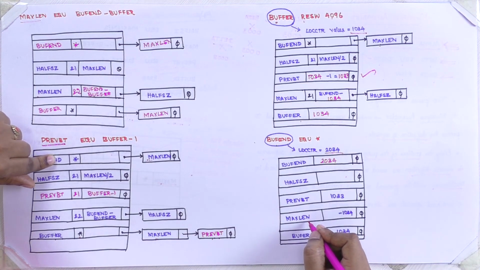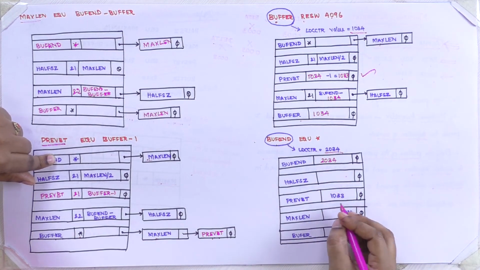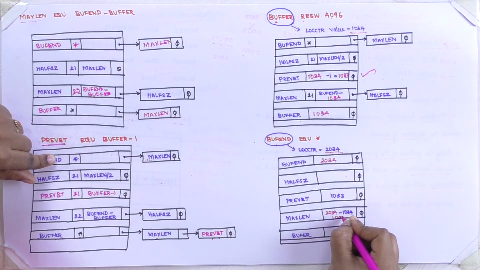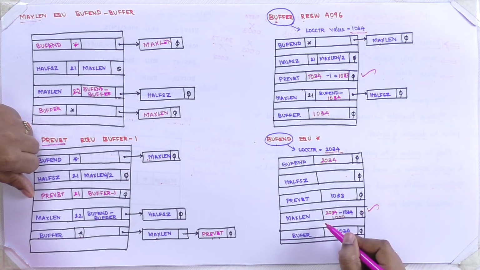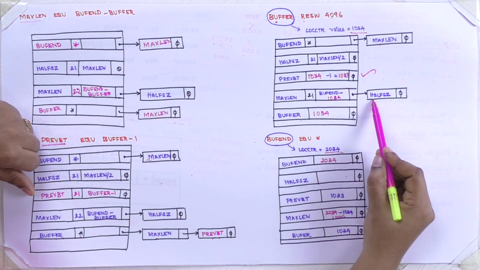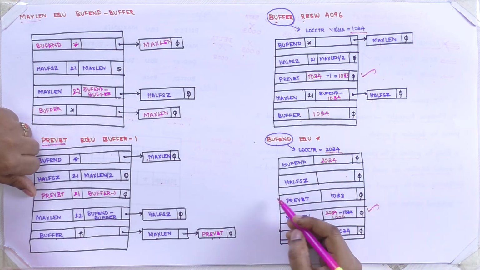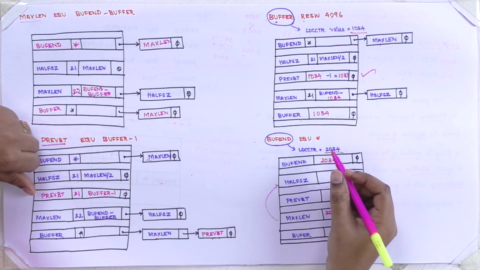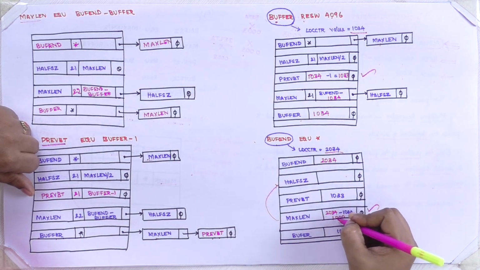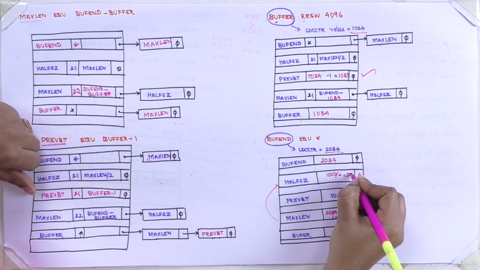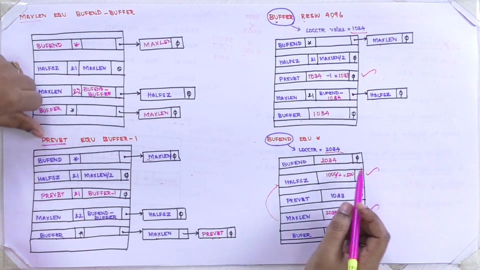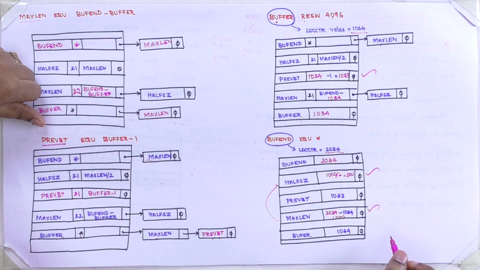So MAXLEN is equal to BUFEND minus BUFFER. What is the value of BUFEND? 2034. BUFFER is already known. So 2034 minus 1034 is equal to 1000. Okay. So we have resolved MAXLEN. The value of MAXLEN is needed by which symbol? HALFZ. So you go and insert the value of MAXLEN in HALFZ. HALFZ is equal to MAXLEN by 2, that is 1000 by 2 equal to 500. So this is also resolved. So finally all the symbols are resolved.